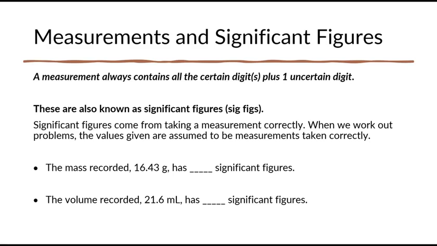We recorded a mass, 16.43 grams, and a volume, 21.6 mLs, correctly. So how many sig figs? We just count them. 1, 6, 4, and 3, that's 4 digits, so it has 4 significant figures. 21.6, 2, 1, and 6, that's 3. Therefore, there are 3 significant figures in that measurement. Make sure that you're able to record the number of significant figures correctly based on the instrument you are working with.